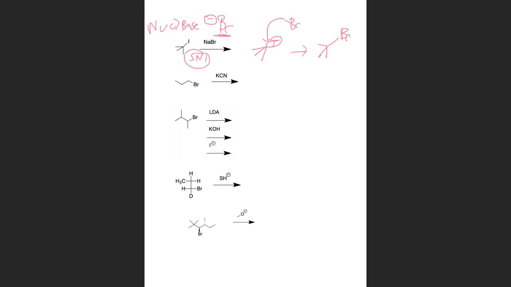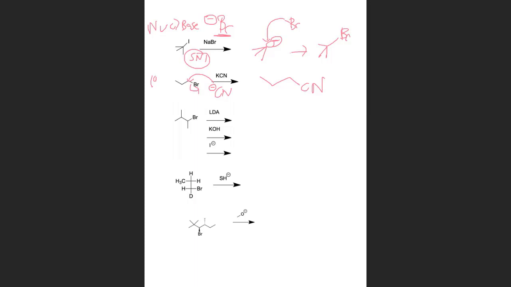For our next example, we have CN minus, and we have a primary leaving group. So we have a primary leaving group, and we have CN minus. This is probably a very good SN2 reaction. And so this would attack at this position, this would leave, and so we would get CN right there.